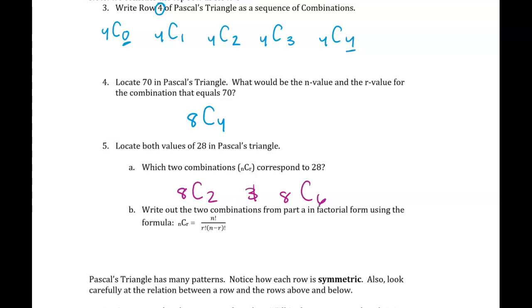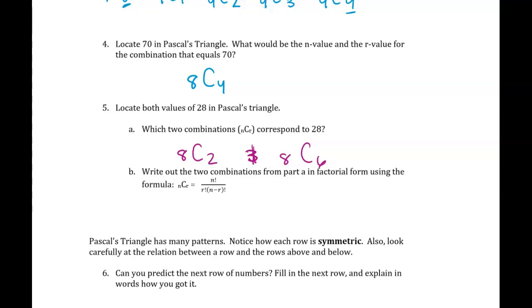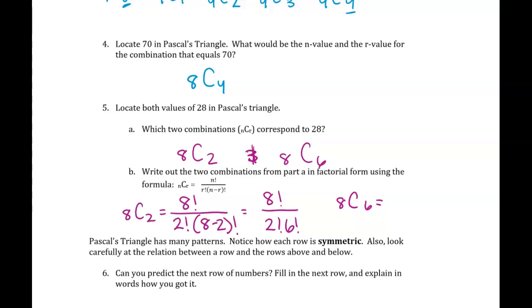And so it seems weird that they're the same, so let's check out the factorial formulas. So 8c2 would be 8 factorial over 2 factorial times 8 minus 2 factorial. Now if we simplify that a little, we have 8 factorial over 2 factorial times 6 factorial. 8c6 is equal to 8 factorial over 6 factorial times 8 minus 6 factorial, which is 8 factorial over 6 factorial times 2 factorial. Point being, we have an 8 factorial and then a 2 and a 6 factorial on the bottom. Same thing here. So they're equal.